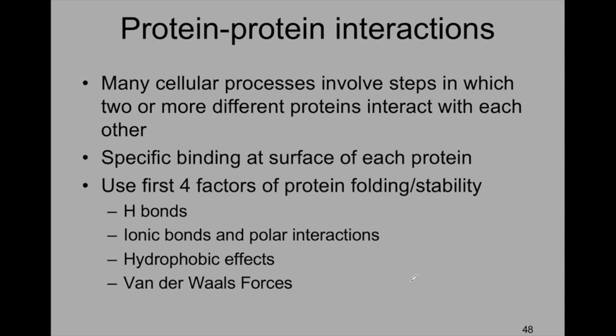Protein to protein interactions are when we get those multiple proteins interacting with each other. Many processes involve lots of steps in which 2 or more proteins have to actually interact with each other. Metabolism would be one of those. This requires specific types of binding on the surface of each of these proteins. So these protein-to-protein interactions will use the first 4 factors of protein folding: hydrogen bonds, ionic bonds, hydrophobic effects, and van der Waals forces. Once in a while, we do see disulfide bridges occurring in these quaternary structures, like when antibodies are put together. Antibodies are proteins that are quaternary, and they are oftentimes held together by these disulfide bridges. So it's not particularly common, but it does occur.